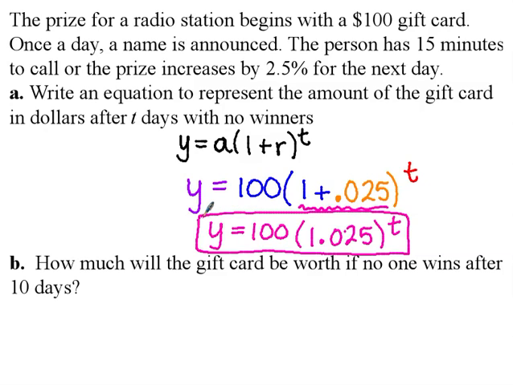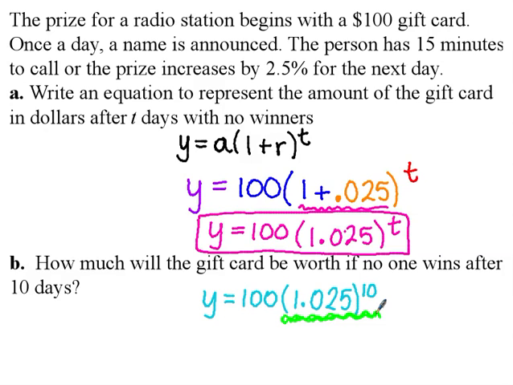Okay? How much will the gift card be worth if no one wins after 10 days? So how do you think I'm going to solve this? 100 times 1.025 to the 10th power. I'm going to put 10 in for T. Now we're going to go through this because you're going to need your calculator, okay? And there's a certain way that you're going to want to enter this in. Some of you have already been using the exponent key, and that's great, but some of you might not know where it's at. You're going to start with this right here.